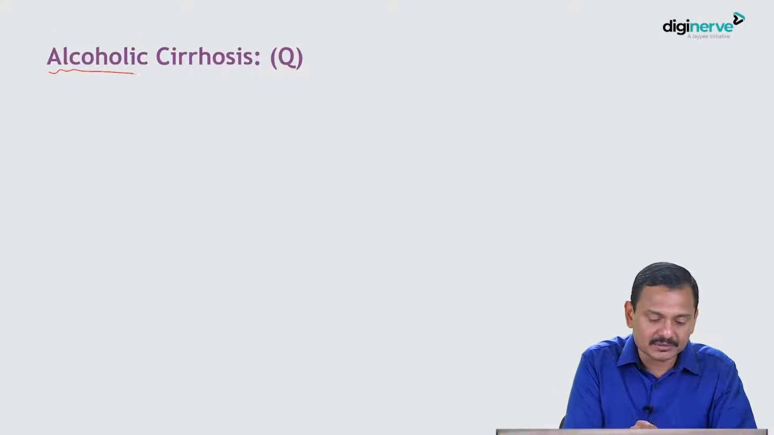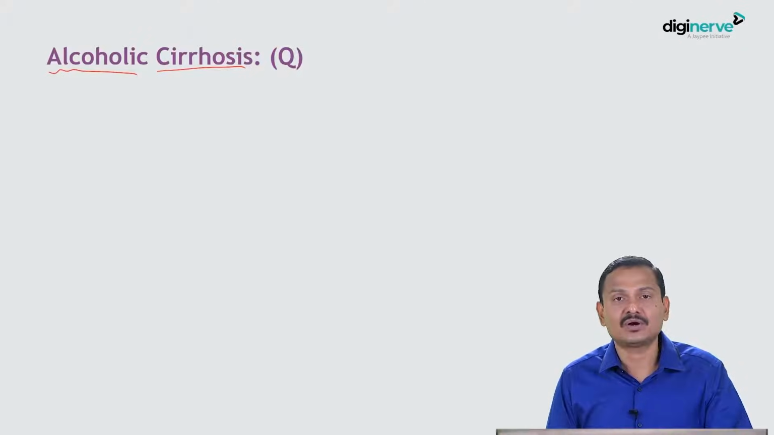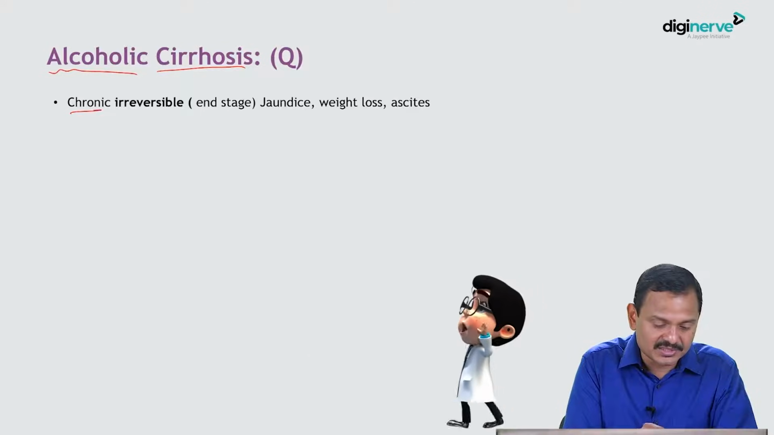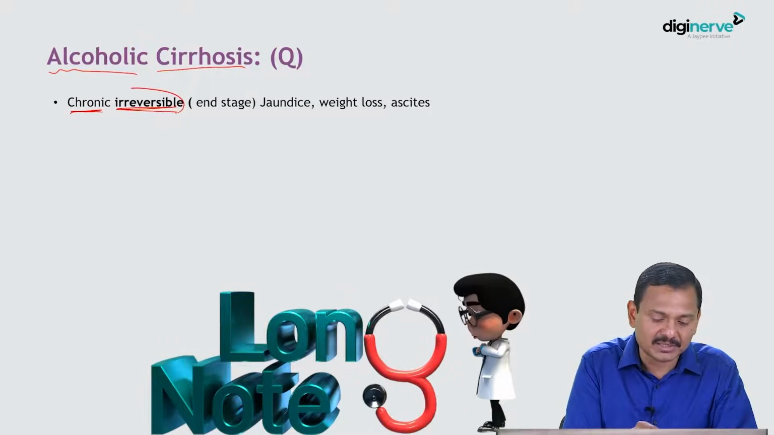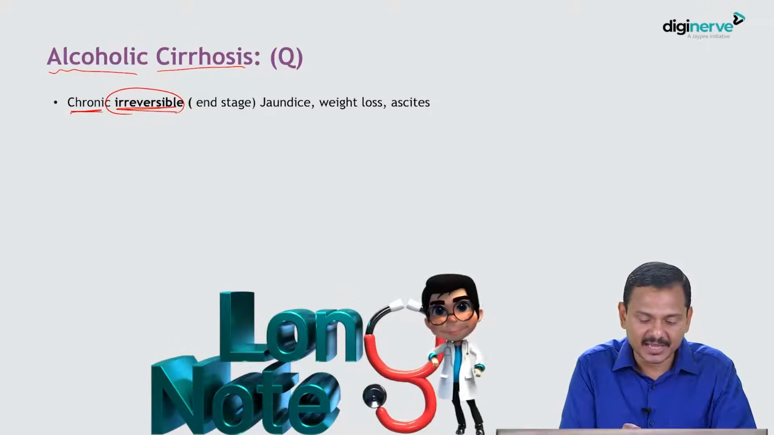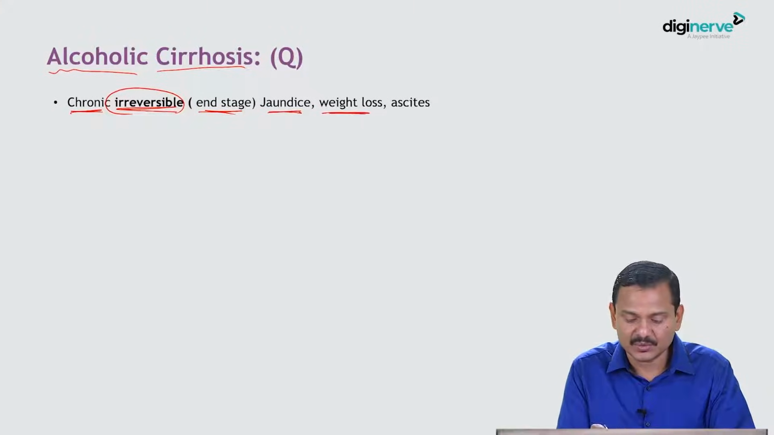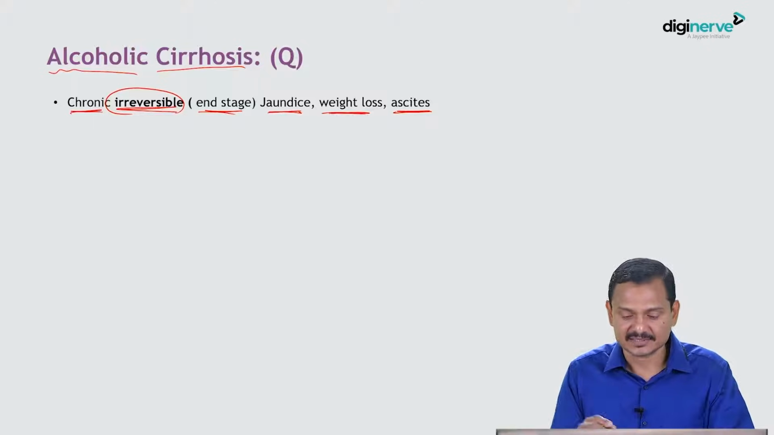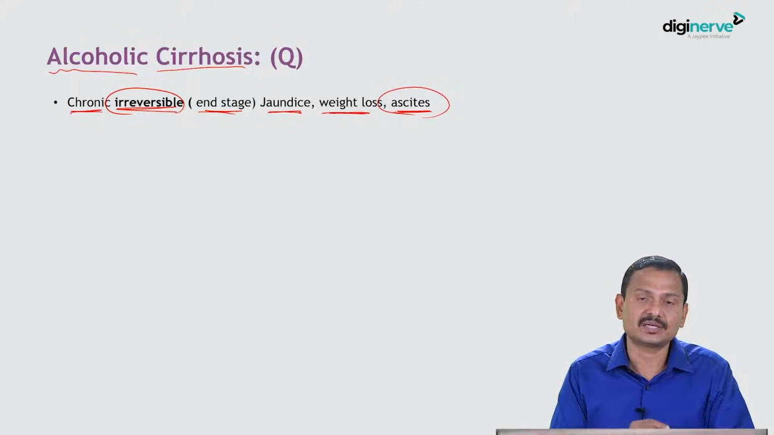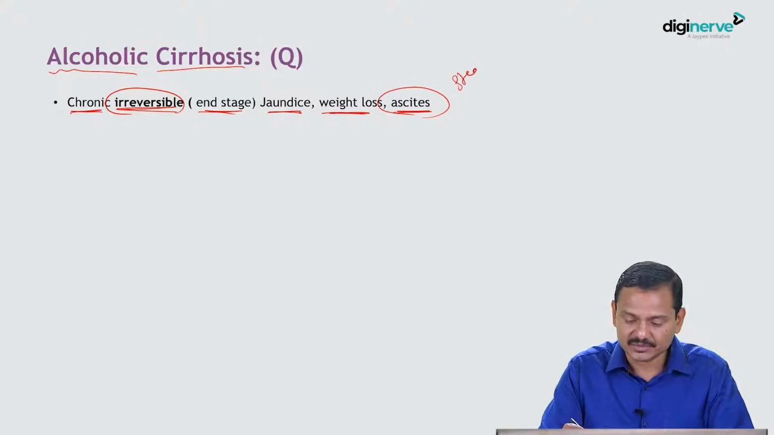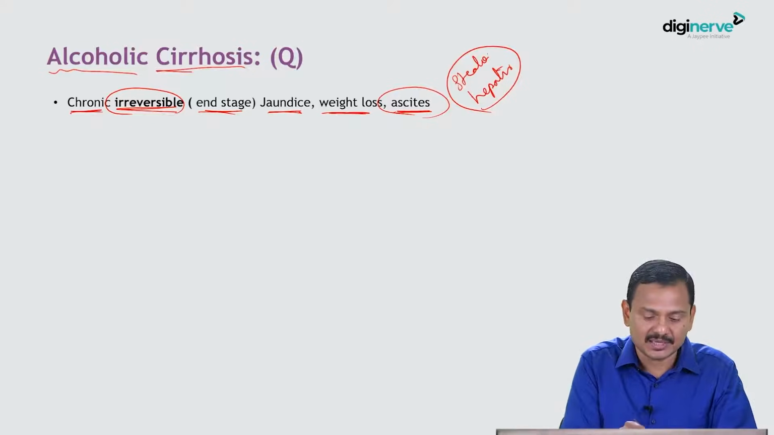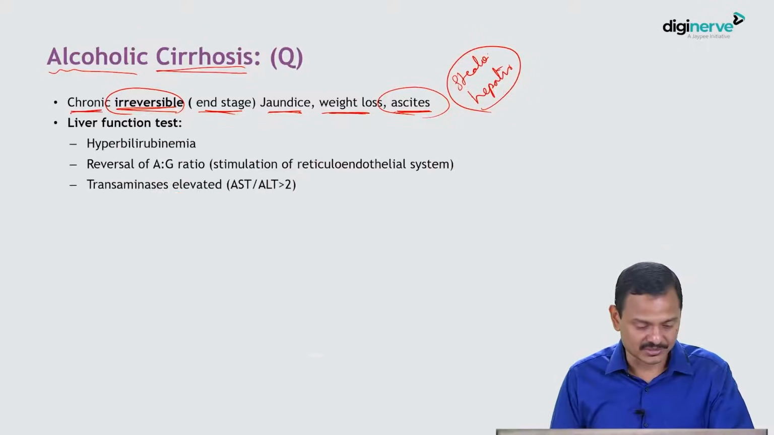Now comes the third entity, that is alcoholic cirrhosis, or the end stage of liver disease. This is a chronic, irreversible end stage disease, and in this condition the patient will have jaundice, weight loss as well as ascites. Ascites is usually not encountered in case of steatosis and steatohepatitis, but once ascites is there, you have to consider the possibility of cirrhosis.